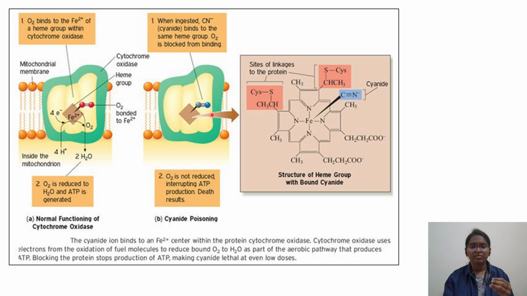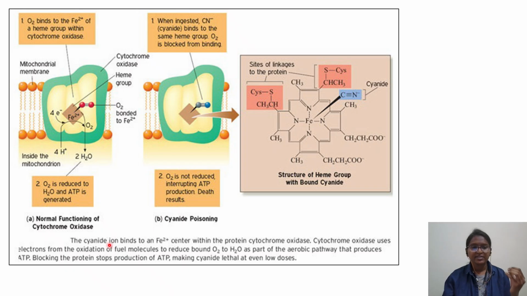As a result, what is happening? ATP production will be decreased. Oxygen is not reduced, interrupting ATP production. As a result, lactic acidosis takes place and tissue hypoxia happens. Cells in high demand for ATP, like your CNS as well as your heart, will be deprived of oxygen. This is called the tissue hypoxia state. As a result, the cells will undergo death.